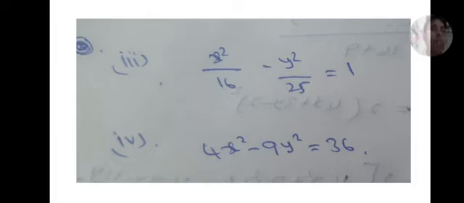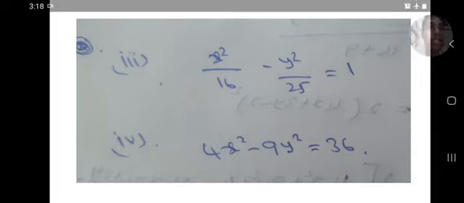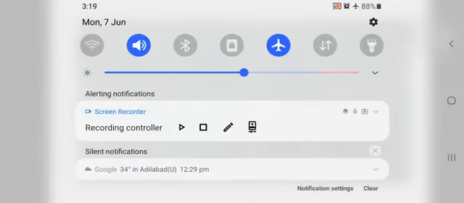Next, homework problems. x square by 16 minus y square by 25 equal to 1. 4x square minus 9y square equal to 36. Okay, do these two problems.